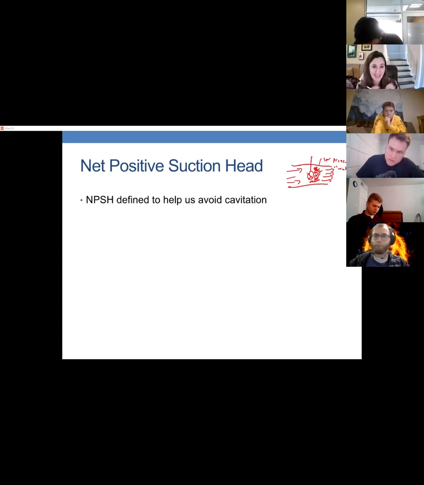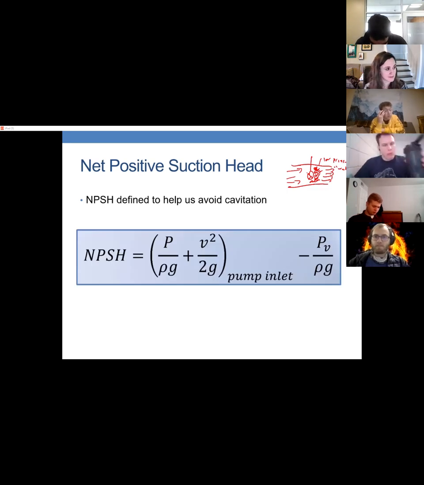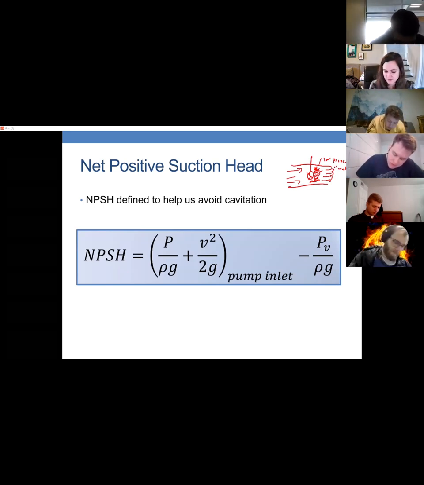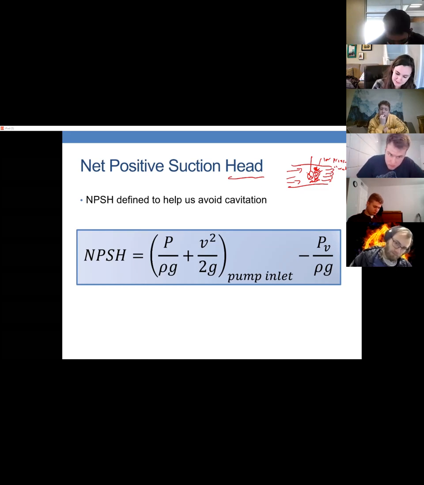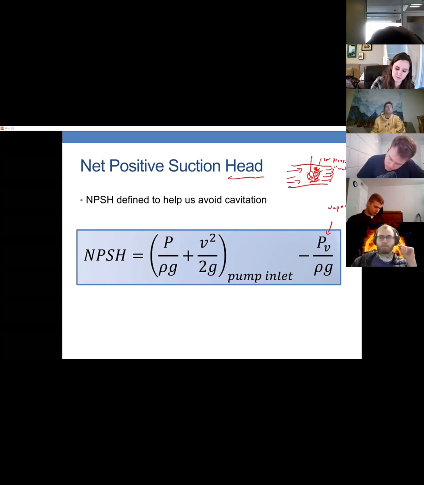So the net positive suction head is something that we define in order to help us avoid cavitation when we're designing our systems. It looks like this. A couple things. First of all, you'll notice this is P over rho g. That puts us in head form because it's net positive suction head. Pressure over rho g. You will also notice this right here is the vapor pressure.